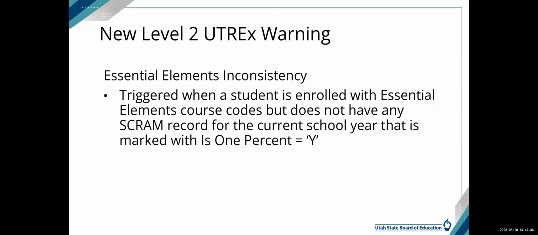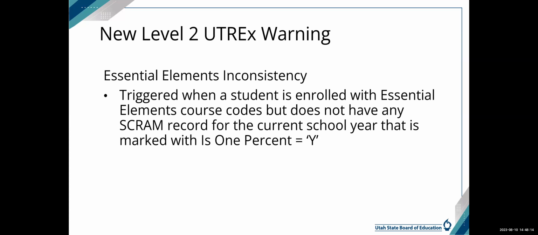Next slide, please. So this one, the level 2 essential elements inconsistency. Since it's just a warning, we went ahead and made this live last year. We didn't wait until we rolled over to the new school year to put this in effect. So a lot of you may already be familiar with this from end of year last year. But basically, when a student is enrolled with an essential elements course, but they don't have any SCRAM records where it's marked 1%, that's when this warning triggers.